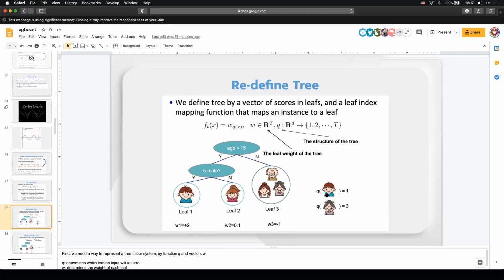So here we say Q, and the input is boy, and then we say this is leaf 1. So the first leaf, that's why this is 1. And Q grandma, she falls into the third leaf. So Q grandma is 3. So this is W and this is Q. You can think of Q as a function. It's a structure of the tree. By redefining the tree using W and Q to represent it, we have a way to guide us on how to find a good structure for the trees.